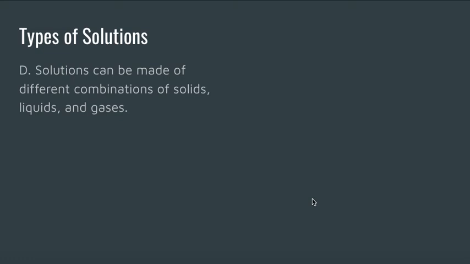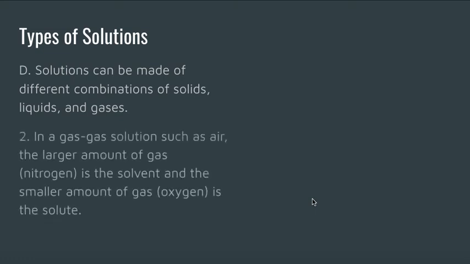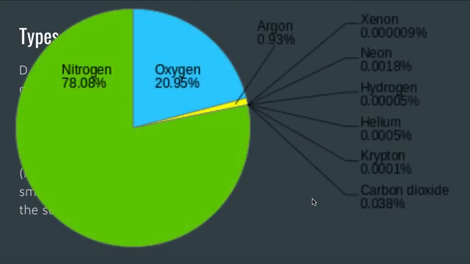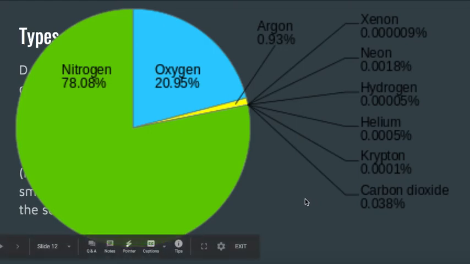So solutions can be a combination of these solids, liquids, and gases. In a gas solution such as air, the largest amount is nitrogen. That would be the solvent. Again, smaller amounts are the solute. In this case, oxygen, what we need to survive, is the solute in that solution. You might not have known this because we think about oxygen as being the most important thing for our breathing. It's actually nitrogen that is the greatest amount and percentage of the air that we breathe. About 78% is nitrogen, about 21% is oxygen, and then there's about 1% left for the different types of gases that might be floating around.